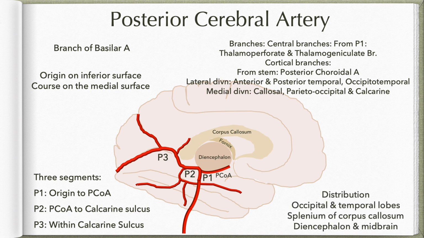Now coming to the area of distribution, it supplies occipital and temporal lobes. It will supply the splenium part of the corpus callosum. It will also supply diencephalon and midbrain.